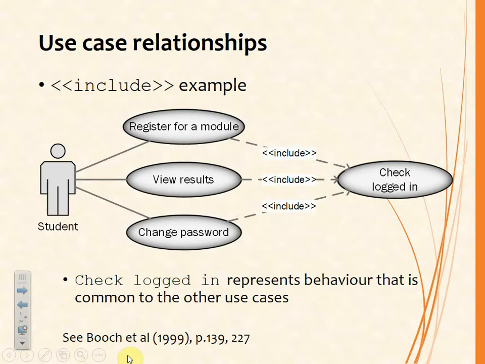Here's an example. You might want to ensure that every use case that student can execute will only execute if the student is logged in. And so all three of those use cases will include another use case that will check logged in. And when we look at the activity diagrams, we would expect to see for each of those three use cases a reference to this fourth use case, check logged in. Typically, it'll be right at the beginning of those diagrams.